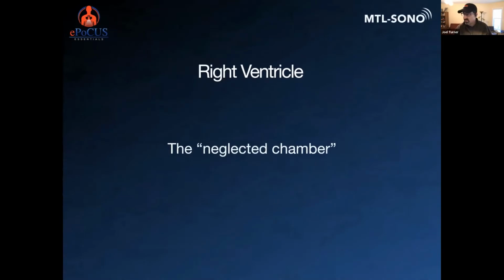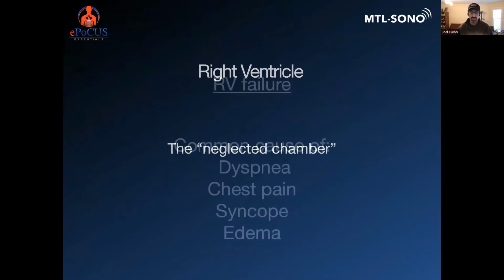So the right ventricle, I've often referred to as a neglected chamber, just like the aVR lead of EKGs, because we often spend so much time looking at the left ventricle. How does the left ventricle contract? How is the left ventricle dilated, or how does it relax? We often don't think about the right ventricle.